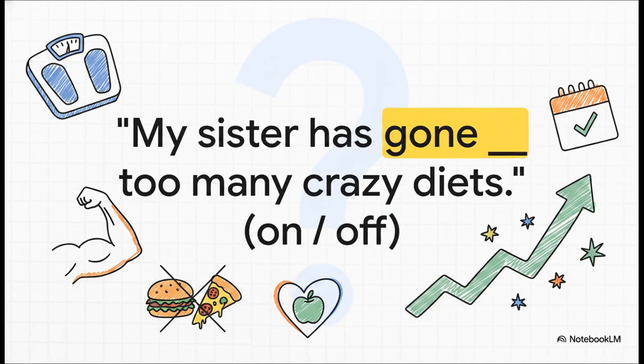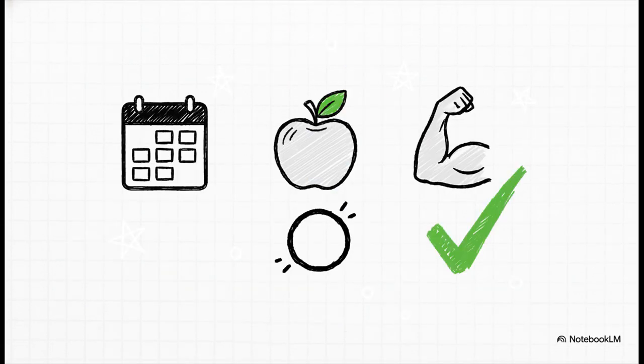All right, ready for a pop quiz? My sister has gone on too many crazy diets. To say that she started them, should you use on or off? Take a second. And the answer is on. To go on a diet means to start a diet. Awesome job if you got that.